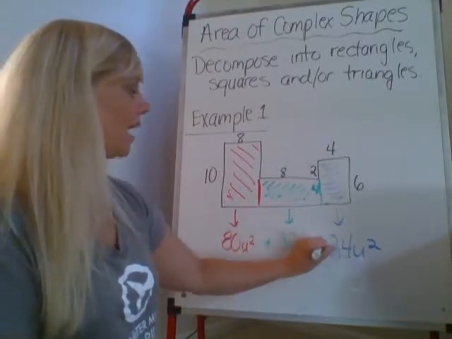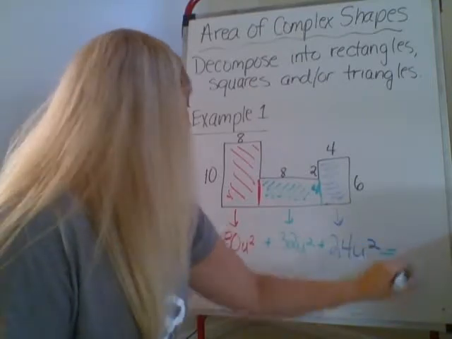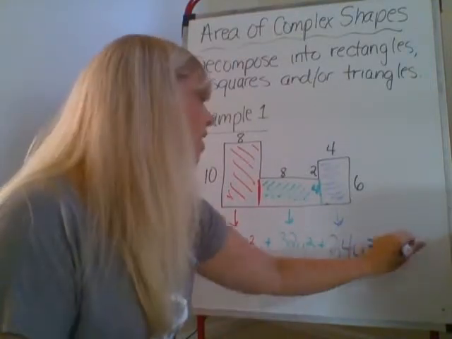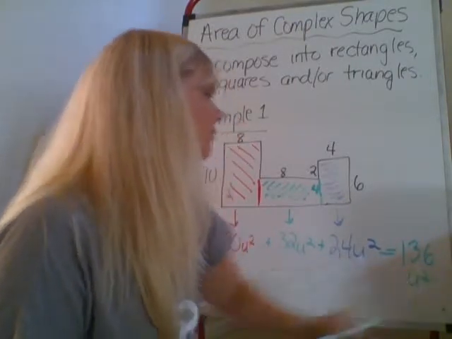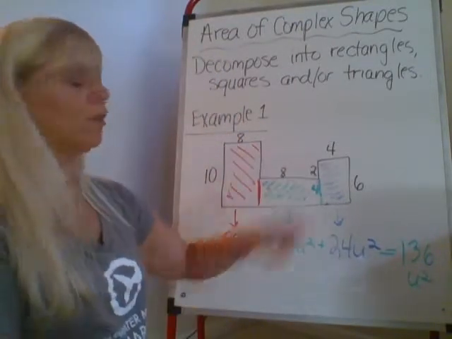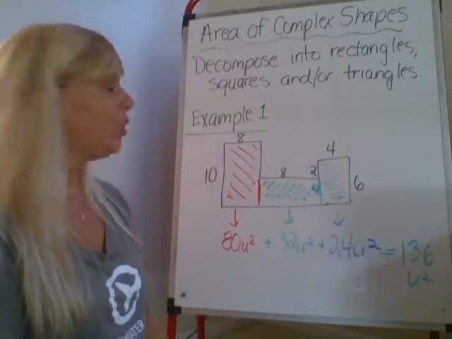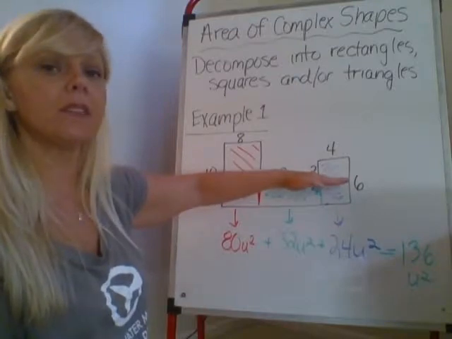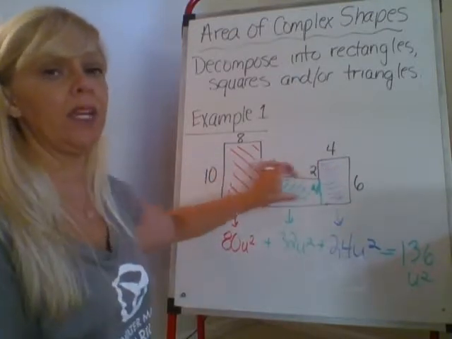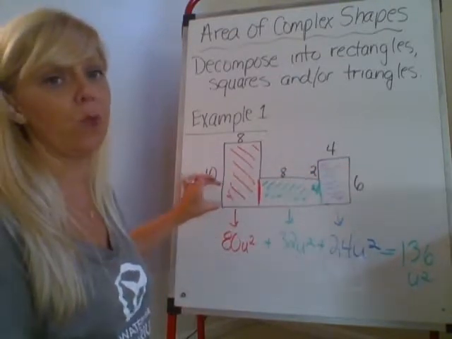So what I'm going to do is add up all 3 of these, and I end up getting 136 units squared, right out of room on the side. So that's one way to figure it out. Now, you are welcome to cut off this piece and this piece and then find this piece right here. You're welcome to do that as well.